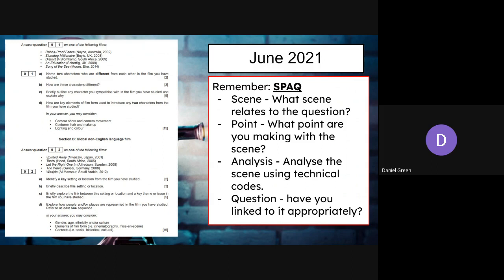3, how are these characters different? So that's a very easy question for Slumdog. Just talk about those characters and how they're very, very different. Briefly outline any character you sympathise with in the film you've studied and explain why. That's quite a nice broad question.